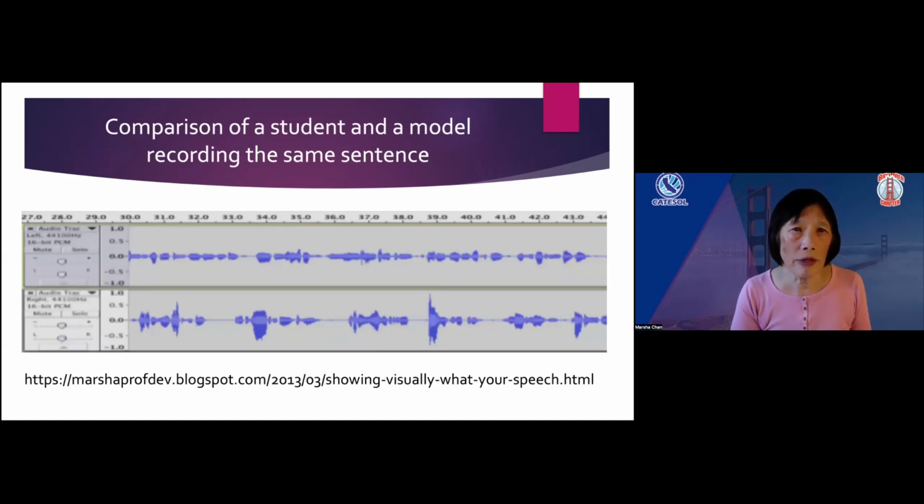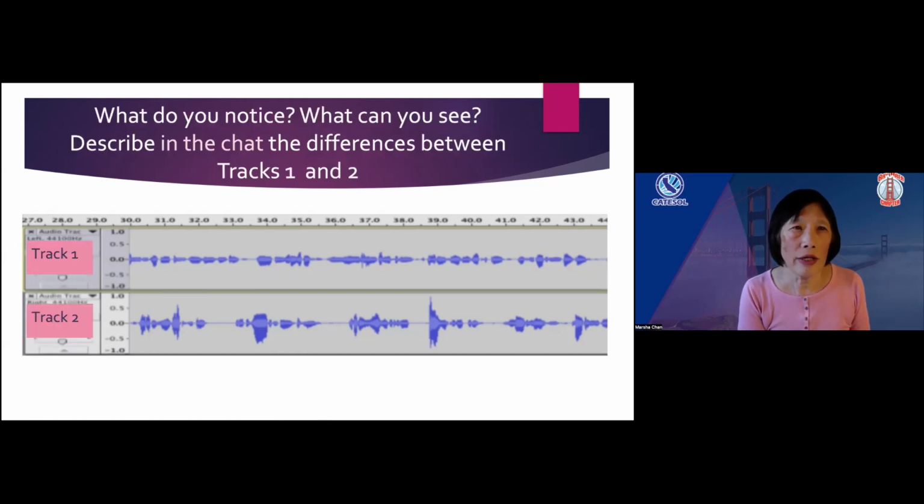Here's a comparison of a student and a model recording the same sentence. So here's one track that shows a student, and here's another track that shows the model. So in track 1 and track 2, what do you notice? So why don't you describe something that you can see that's different between the first track and the second track? Any differences? So what are those differences? What do you see? What do you notice?